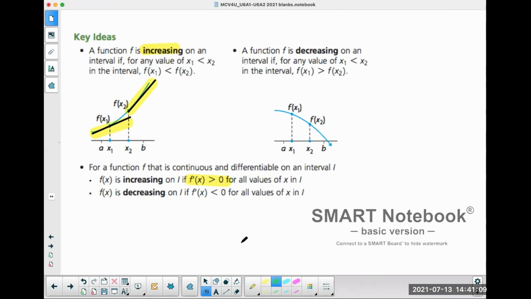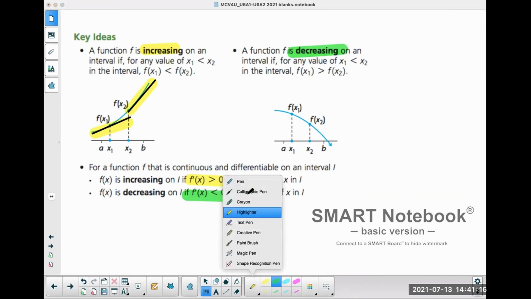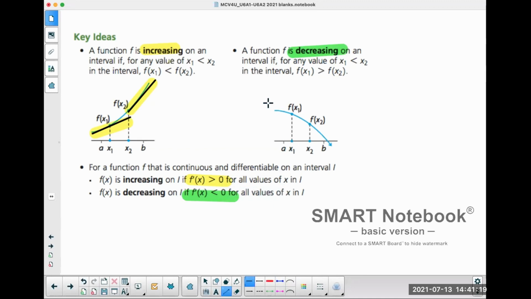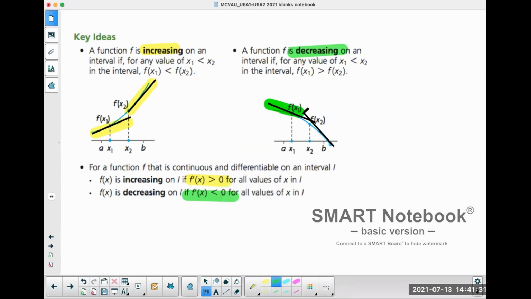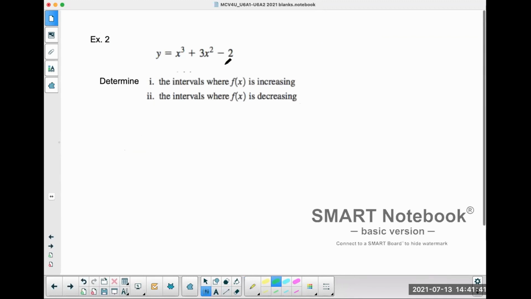On the other hand, if you have the slopes being negative values, then we say the graph is decreasing. You see how here, if I draw a slope tangent, that's going to be a negative slope. What happened here? That's going to be another negative slope. So negative slopes are going to give you a decreasing function.